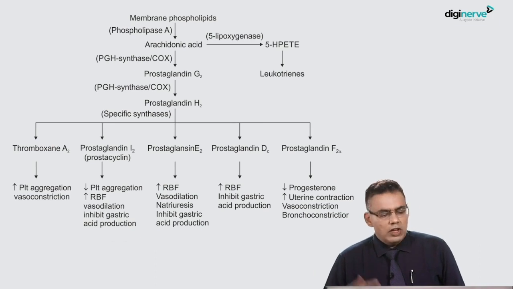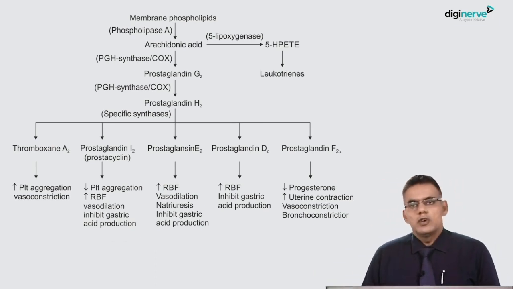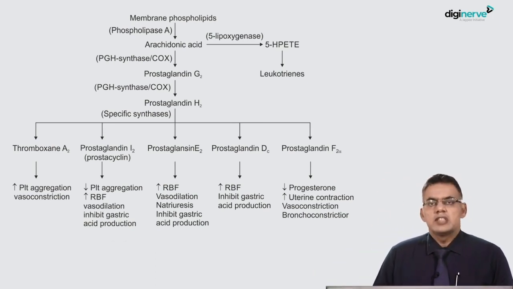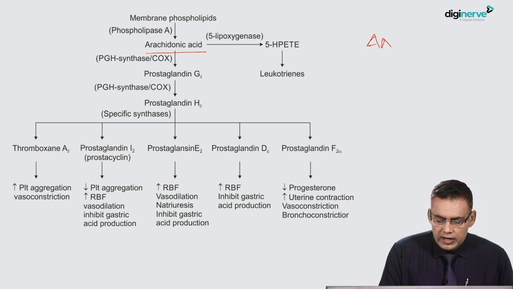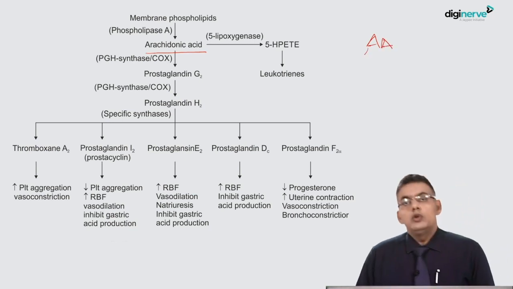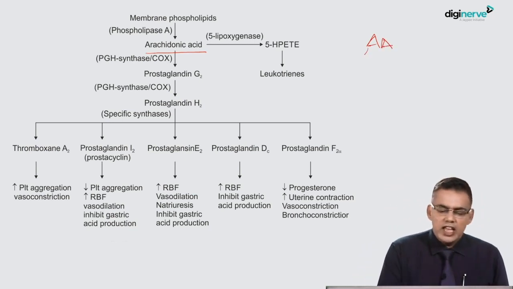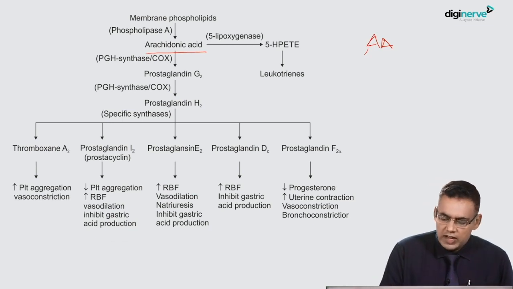As you see, one of the common and very important things which further aggravates this whole process is prostaglandins. How are prostaglandins formed? We all know that membrane phospholipids are acted upon by phospholipase A2, which produces arachidonic acid. This arachidonic acid can be acted upon by two sets of enzymes. One is 5-lipoxygenase, also called 5-LOX.